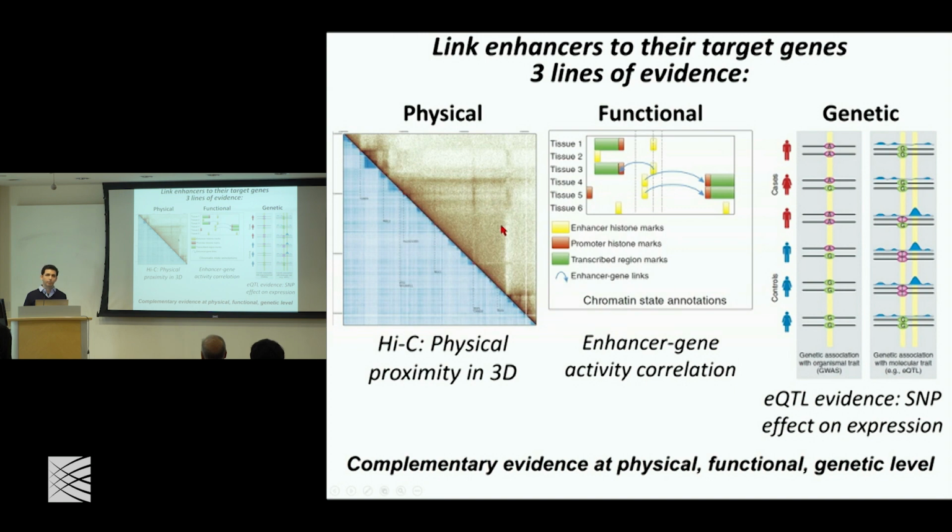And that's the second type of evidence that we're using. We're using functional correlation in the activity patterns between enhancer regions and their target genes, and also physical folding of the genome in 3 dimensions.